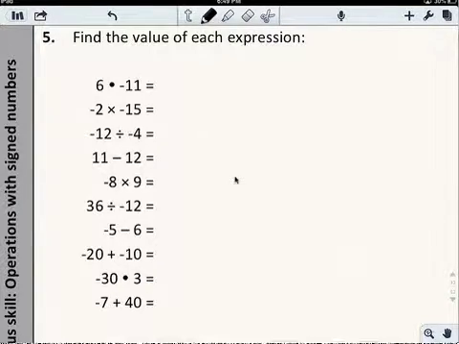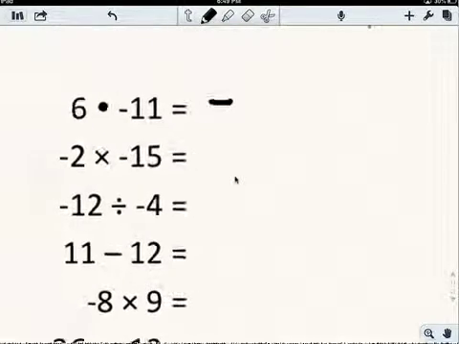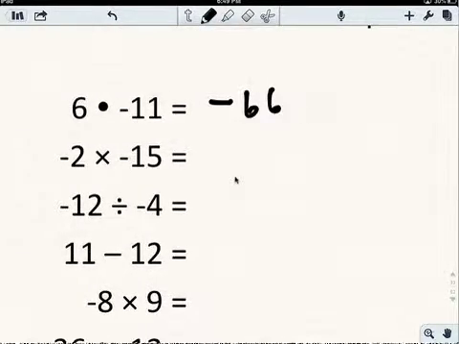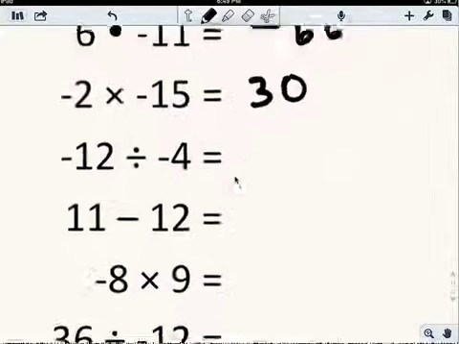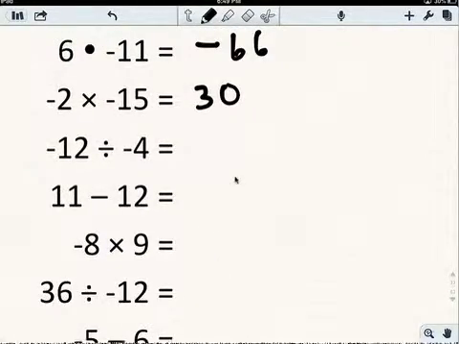6 times negative 11. Positive times a negative is a negative. 6 times 11 is 66. All right, negative 2 times negative 15. Negative 2, negative and negative make a positive. 2 times 15 is 30. All right, negative divided by a negative makes a positive. 12 divided by 4 is 3.